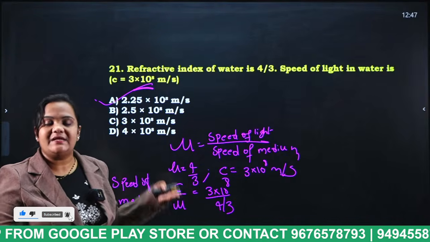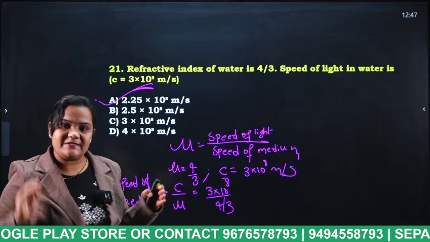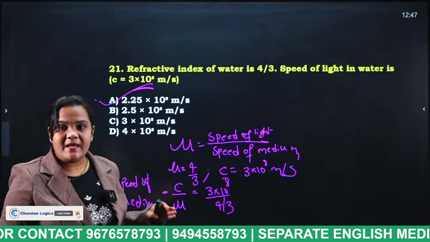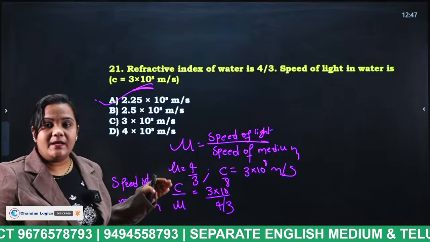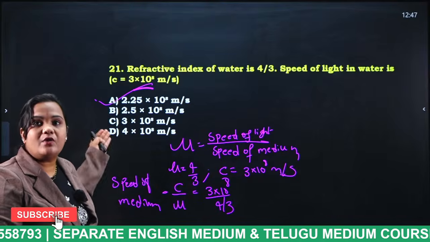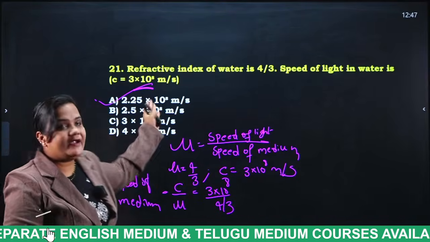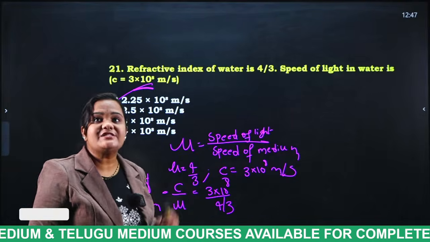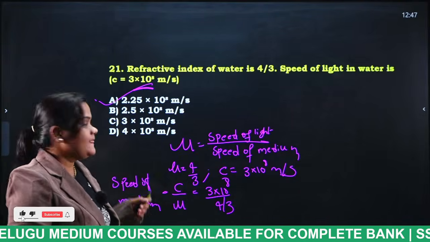Speed of the light is standard, 3 into 10 power 8 meters per second. If you know these values, you can easily solve for speed of the medium, and speed of the medium is going to be speed of the light by refractive index. And finally, what is going to be the answer, students? 2.25 into 10 power 8 meters per second. Very good, very good. Just remember the formula. Okay. Next question.